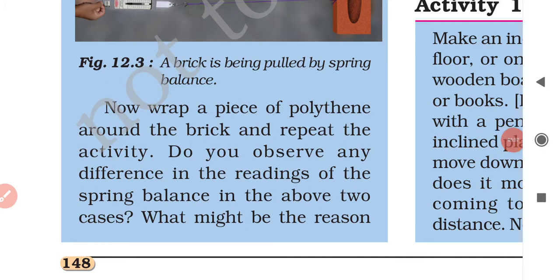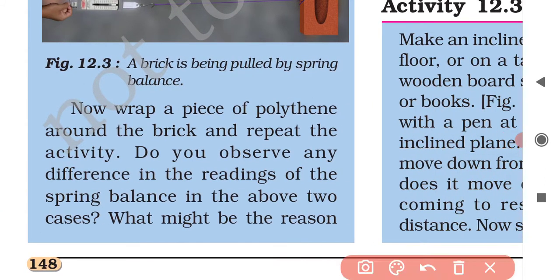Now you have to wrap a piece of polythene around the brick and repeat the same activity. Okay, you have to cover the brick by using a polythene bag, or say polythene, and you have to repeat the same thing again. Okay, so what will we find? Do you observe any difference in the readings of the spring balance in the above two cases?